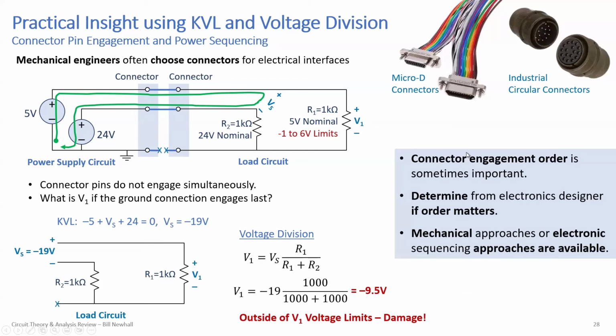Okay, so this is an example of, what's the big deal with voltage division in KVL? Here's an application where you can determine if there are any damage risks to a circuit.